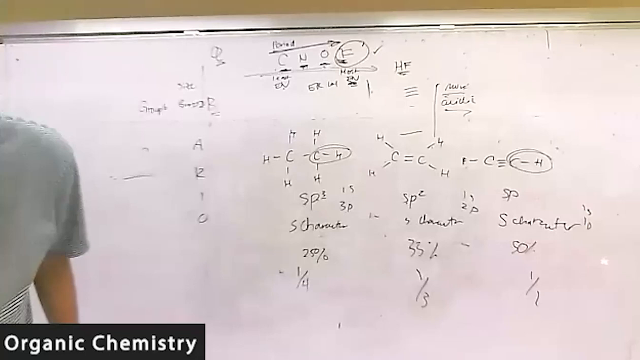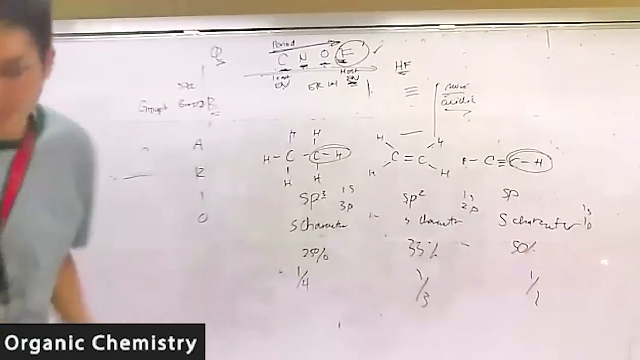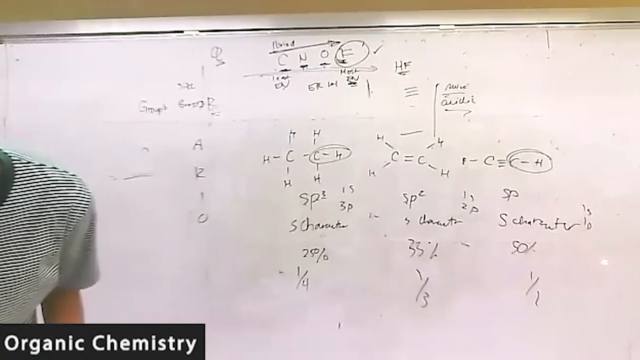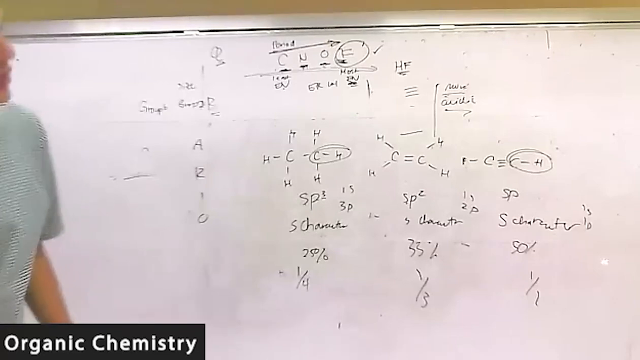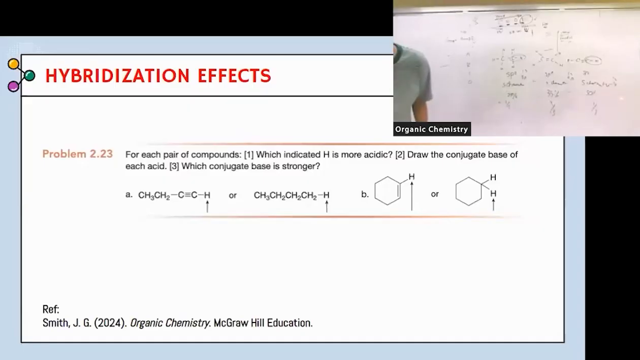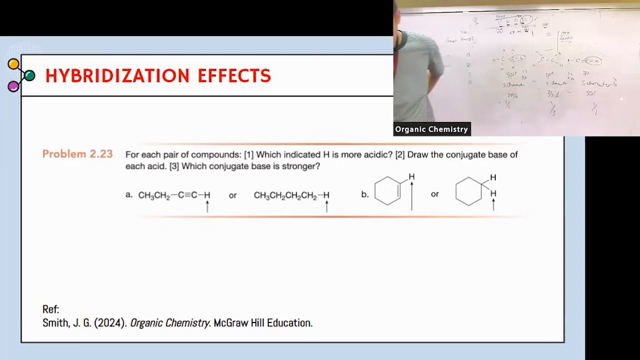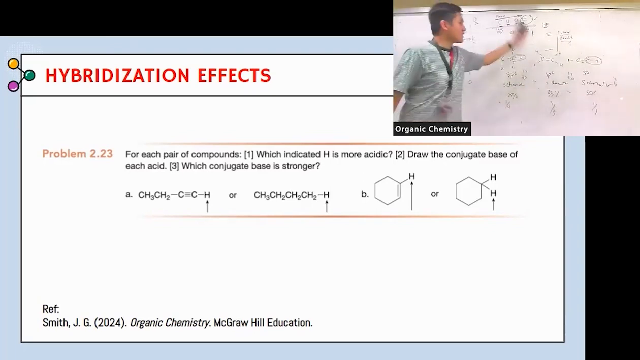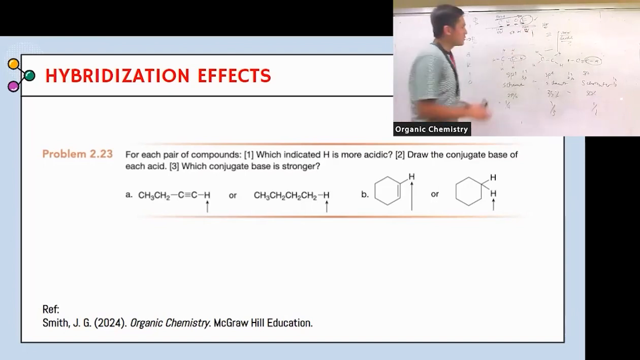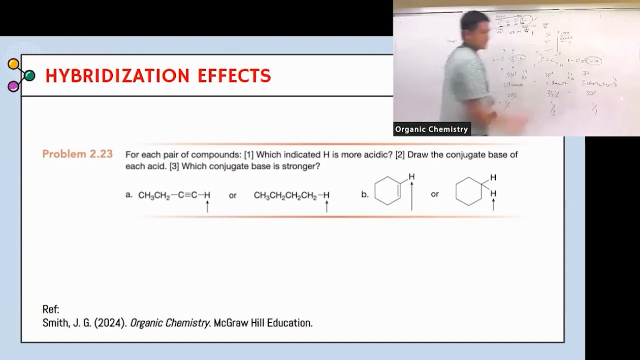Okay, so here, a couple of problems. For A, which is the more acidic hydrogen? Is it the one with the triple bond or the one with the single bond? Okay, so the answer is the one with the triple bond. So that is the more acidic hydrogen because it has more S character. And as I just mentioned earlier, triple bonds are more acidic than double bonds, which are more acidic than single bonds.